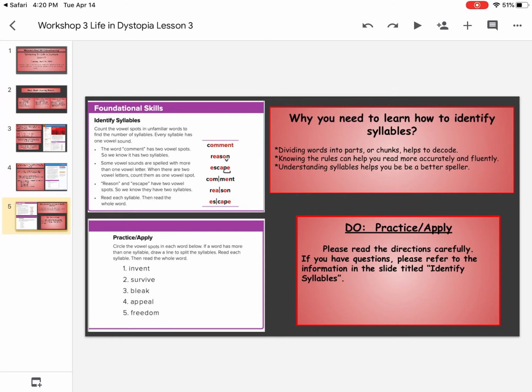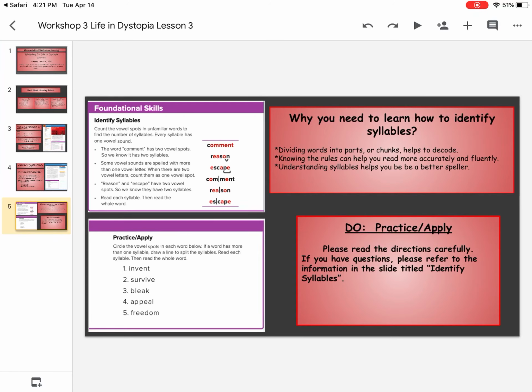Now, if you look down a little farther in your book, you will see it is divided. Comment. When you were younger, you were probably taught how to clap out, sounding out a word, kind of saying it to yourself and clapping. So, comment. You'll notice the vowel O is in the first spot, and the E is in the second spot, in the second piece. We do the same thing with the word reason. Reason. You'll notice the E and the A have 1 vowel spot in the first part, and the O has the second vowel spot.